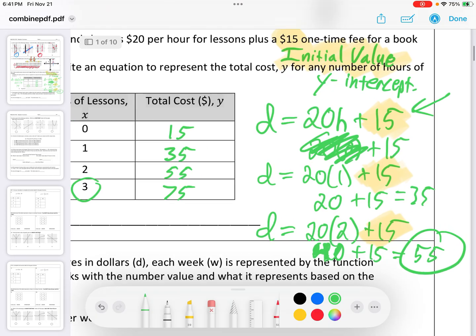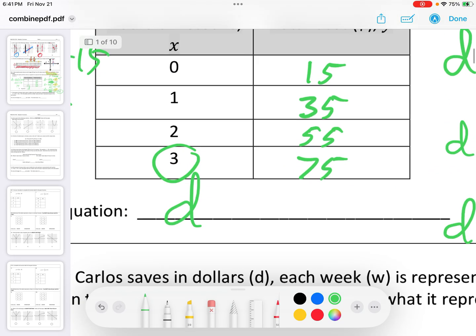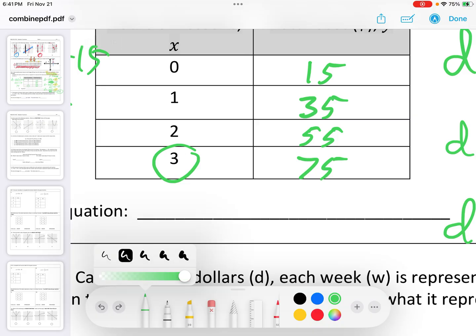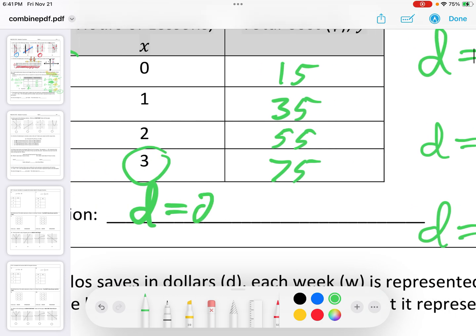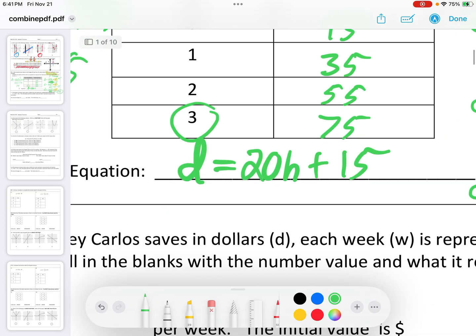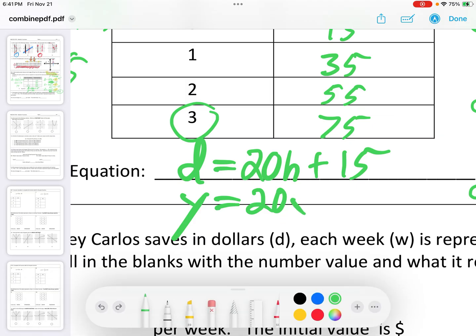And again, I had already written the equation here. So let's zoom in and do that. Actually, you know what? Make it a little bigger there. D equals 20H plus 15. Now, you could have, again, also done Y equals 20X. It really doesn't matter. I certainly would not mark it wrong.